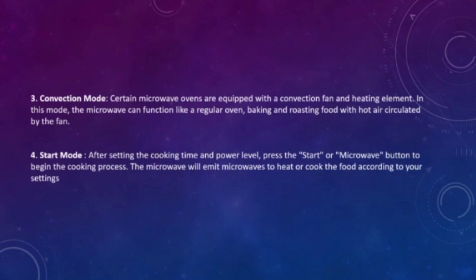Next, the last one, start mode. After setting the cooking time and the power level, press the start button on the microwave to begin the cooking process. The microwave will emit microwaves to heat or cook the food accordingly. What is an embedded system?